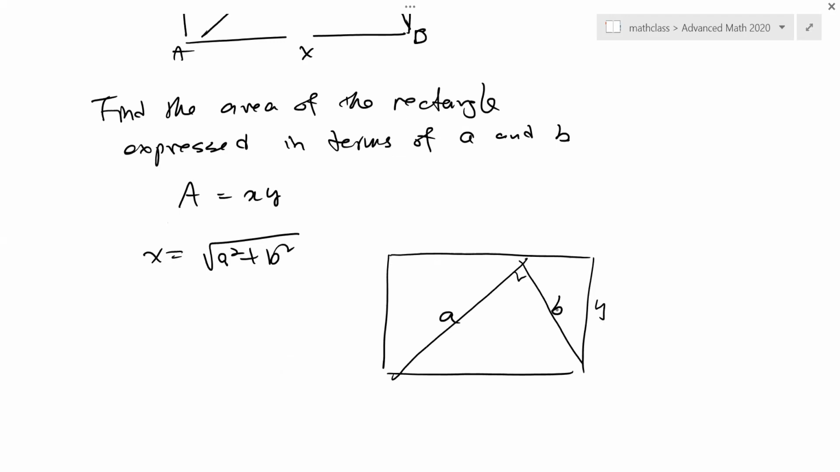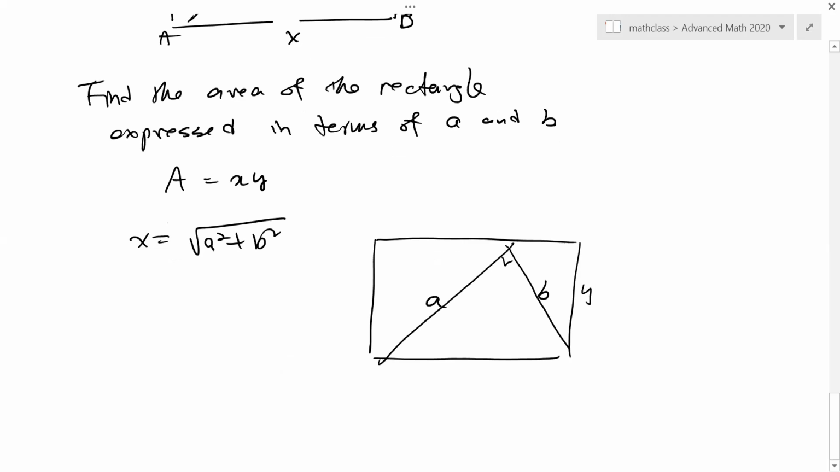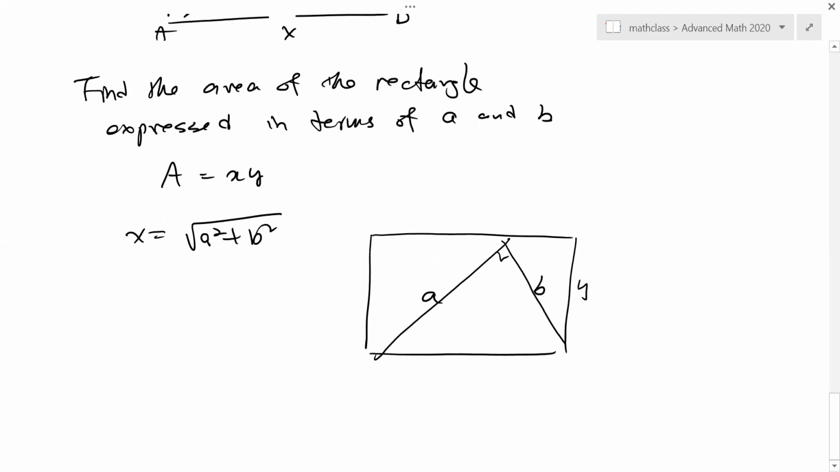Okay. We don't know yet, right? How do you express that? Yeah, I think we can use similarity. Okay, this side is square root of a square plus b square, right?